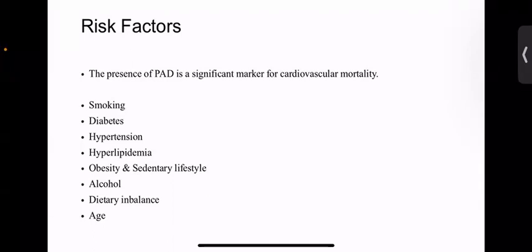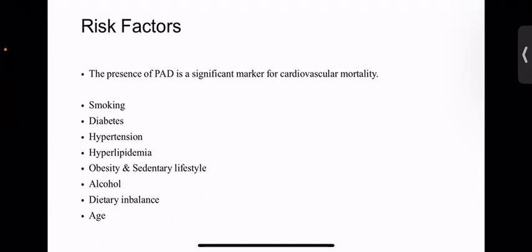Hyperlipidemia, or elevated levels of cholesterol, usually low density lipoprotein, which is termed the bad cholesterol, and then low levels of high density lipoprotein, which is termed the good cholesterol, are also risk factors for the development and progression of the disease. People who are overweight, obese, and have a sedentary lifestyle are also at risk of developing this disease.